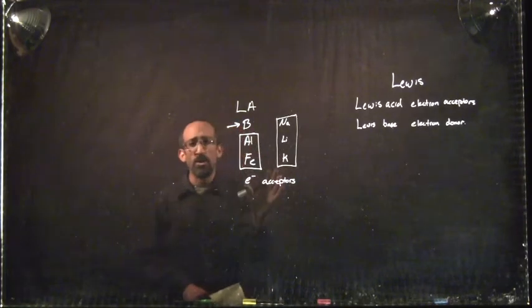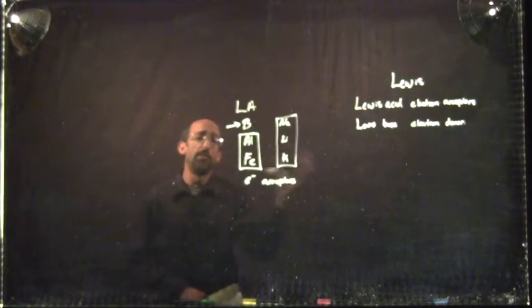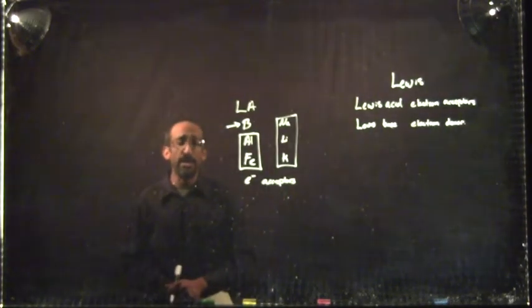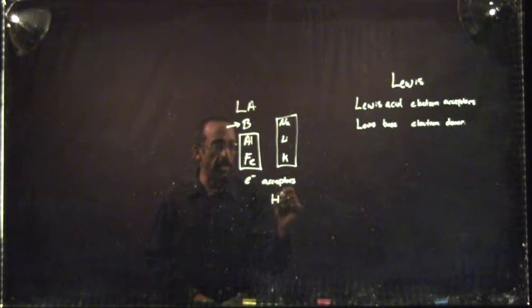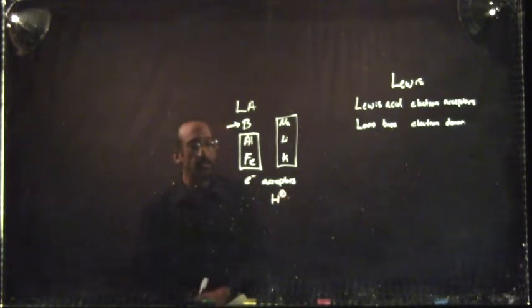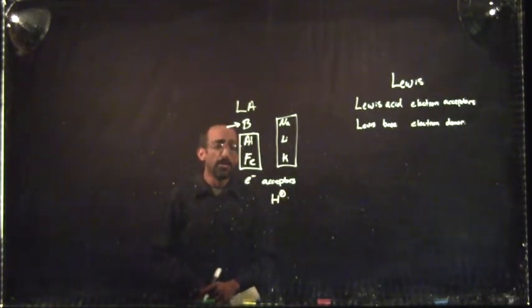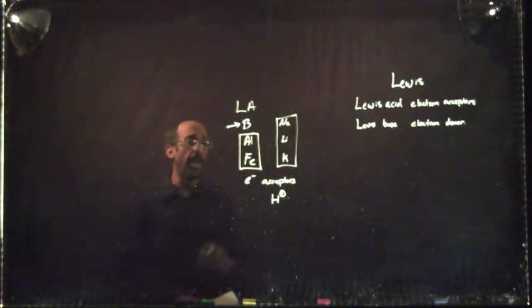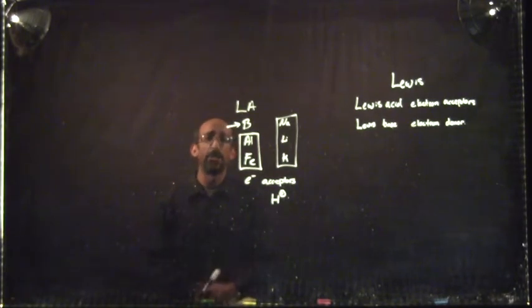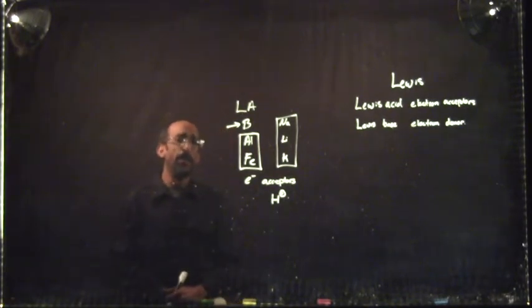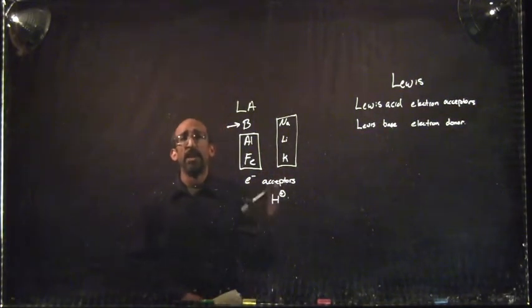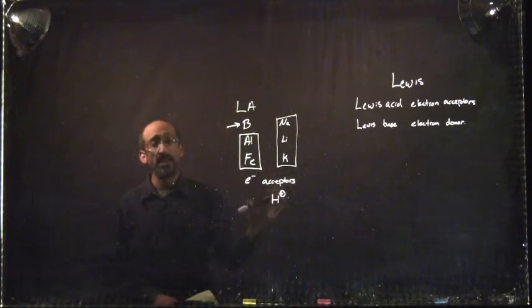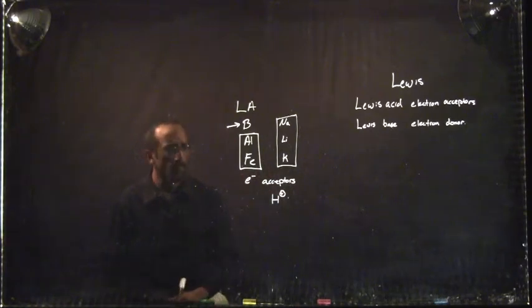Now I'm going to throw one more Lewis acid in here that we're going to see when we come into Bronsted-Lowry acid-base theory. And that other electron acceptor is a positively charged hydrogen atom, right? The proton. So the proton is an electron acceptor. It can receive an electron pair and form a bond to another atom. And so it fits our classical definition of a Lewis acid. It is able to accept an electron pair.